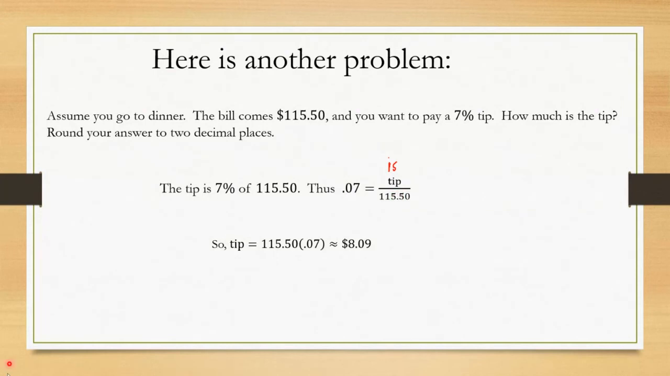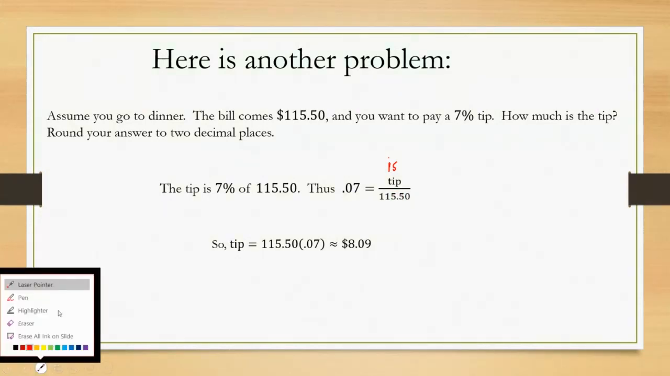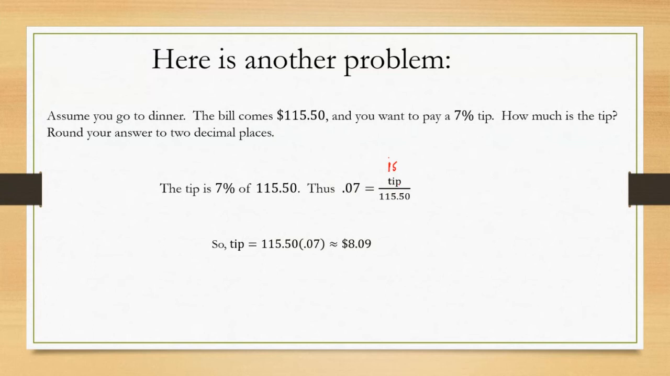And what do we do? We cross multiply, right? It's just like before. We want to get tip all alone. That's our unknown. So we're going to multiply both sides by $115.50.